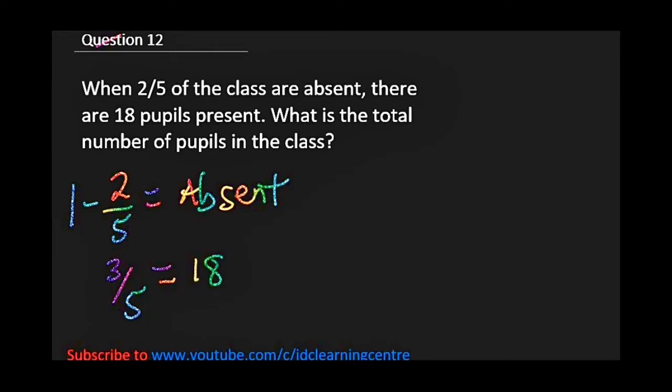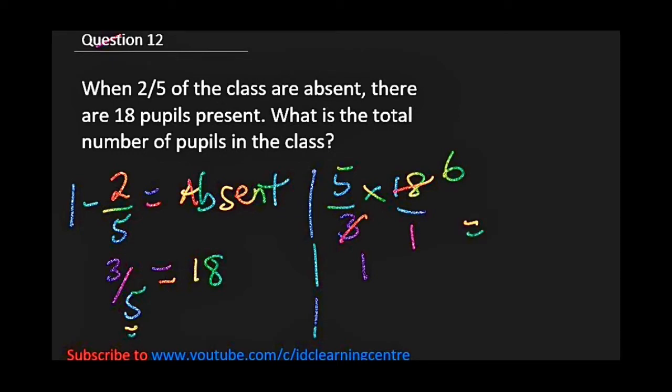The question says, what is the total number of pupils in the class? These 5 represent everything, like the total number. So to get the value, you flip. If you flip, you are going to have 5/3 times 18/1. 3 into 18 will give me 6. 5 times 6 will give me 30 pupils. Okay, question 13.